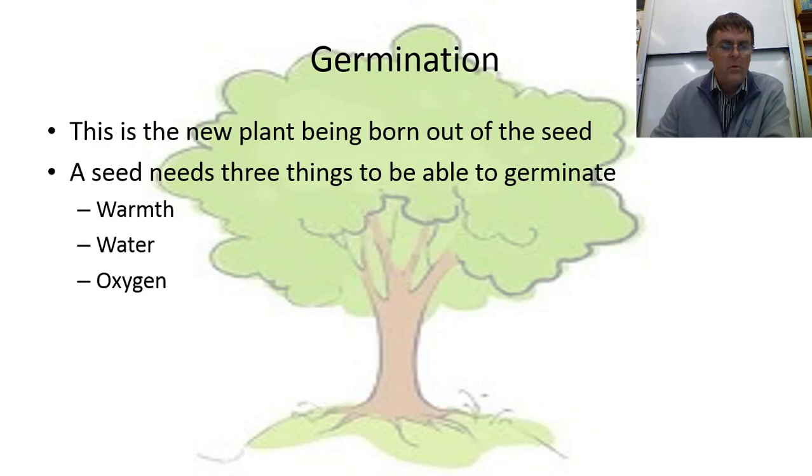It needs warmth, that's why things tend to start growing in the springtime. It needs water, it needs oxygen. It needs all those three things in the right combination to trigger it to grow. Some seeds need a period of cold beforehand before they start to grow, but only three things: warmth, water and oxygen.